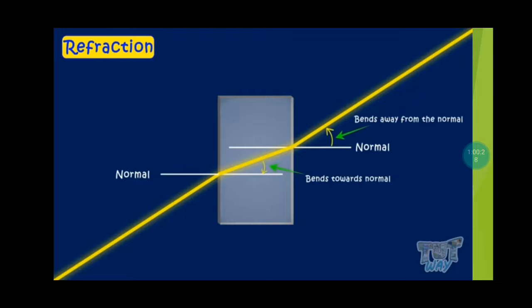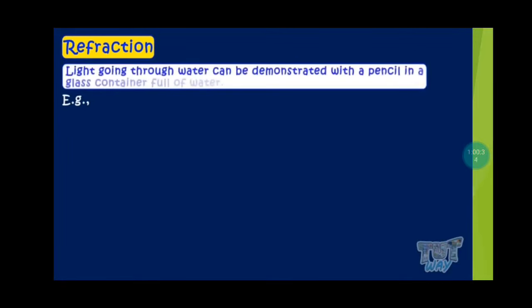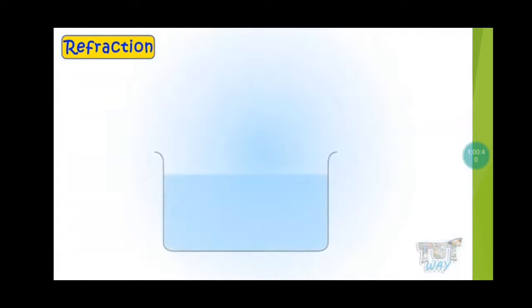Now let's have a look at some more examples. Another example is light going through water, which can be demonstrated with a pencil in a glass container full of water. Put a pencil in a glass container. We see the image of the pencil as if it is bent. Why does it happen so?